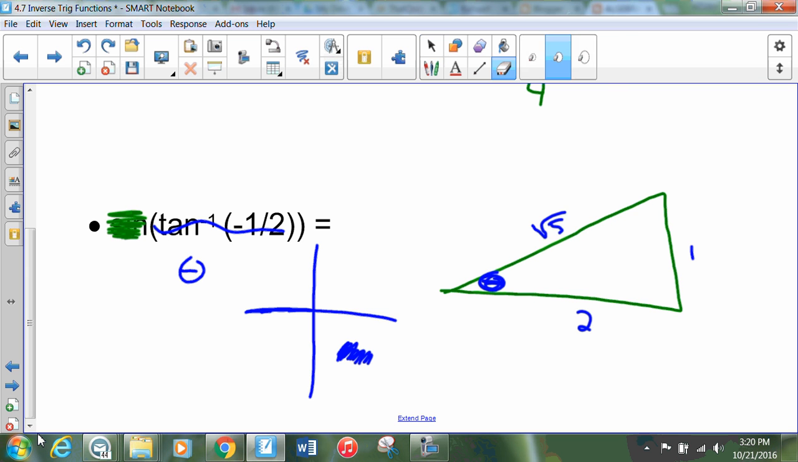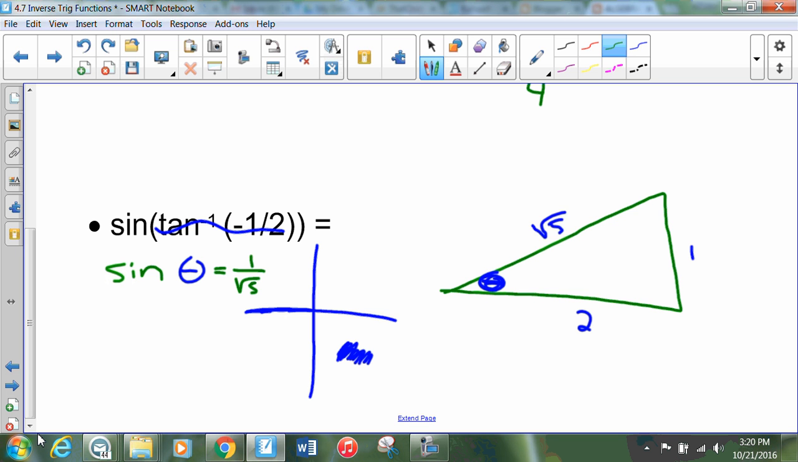We found it. And then we see that we have sine. So now we want to find sine of theta. When we look at it, we know that sine is opposite over hypotenuse. And then we're going to stop and say, okay, if this angle is in the fourth quadrant, then sine of this angle is going to be negative. And our answer is -1 over √5. You can rationalize it if you want.